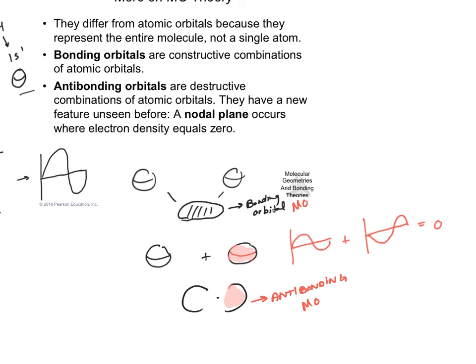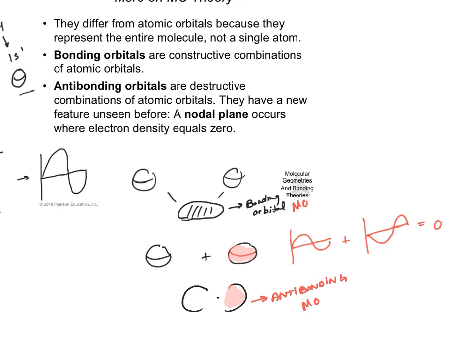Which do you think is going to be energetically more stable? Things that are combined constructively to get this big old probability, or things that have combined and introduced a node in the process? Nodes are inherently bad with respect to energetics, right? Anytime we introduce a node into something, it's going to destabilize it and raise its energy comparatively, okay?